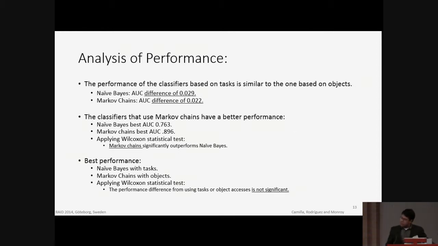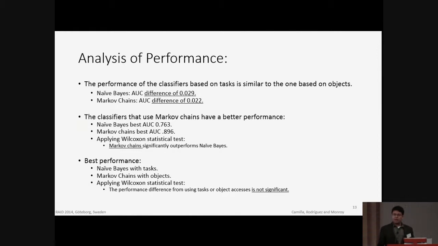So what can we say from this? Well, in the Naïve Bayes case, the difference between the two classifiers, the task-based and the object-based one, is 0.029. That is very negligible. We really don't take it into account. The difference for Markov chains is also not that much, 0.022. So we can say that the classifier with Markov chains has a better performance. We think this is because we take into account the temporal relationships that affect the files and how the user follows his work in the file system. So that's why we think the Markov chains is better at this point.